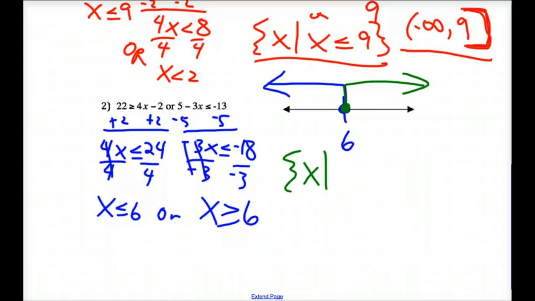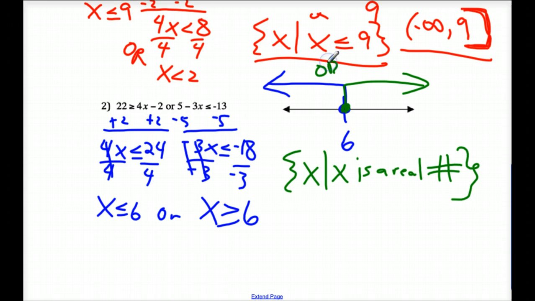So all x such that x is a real number, because it's an or. As long as one part is true, all of it's true. Everything's true with this type of graph. If this were an and, just the 6 would count, because that's the only overlap of the two. Interval notation is easy.